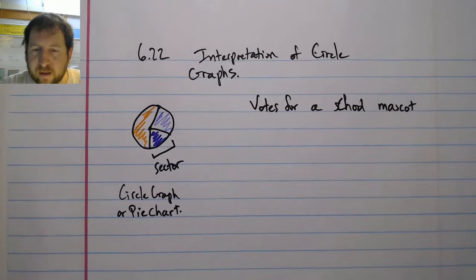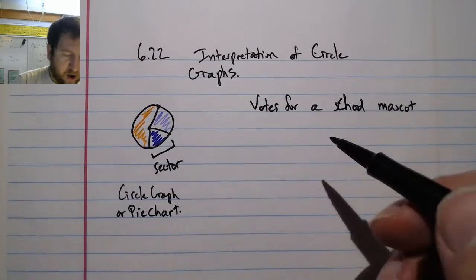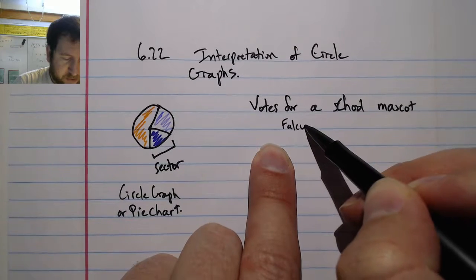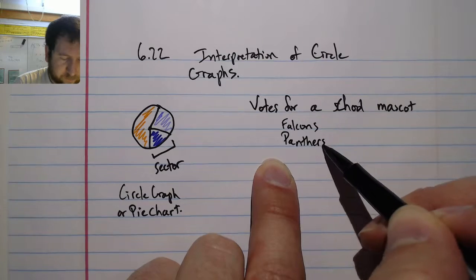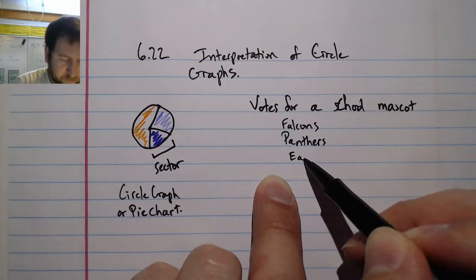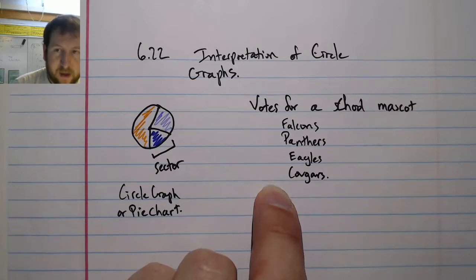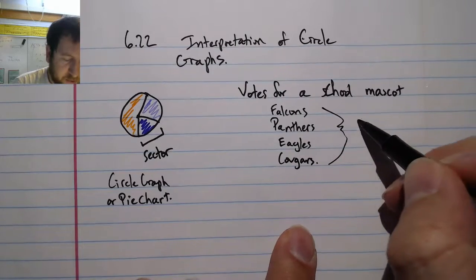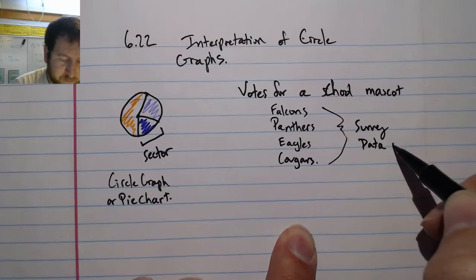All right, and in this imaginary voting for a school mascot, we're going to say that there are different things to vote for. We have falcons, panthers, eagles, and cougars. And in this case, we would survey everyone involved, and then we would look at the data on a pie chart.